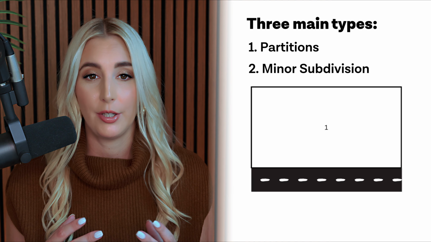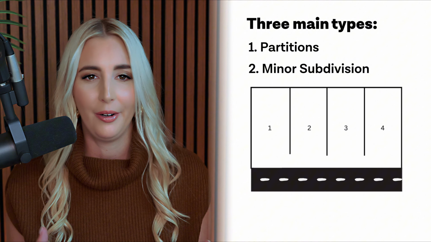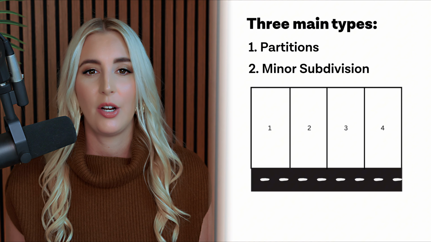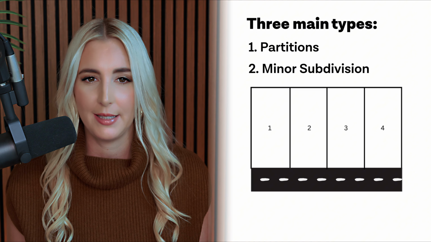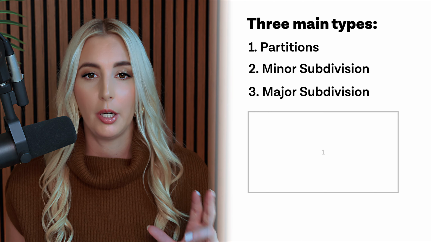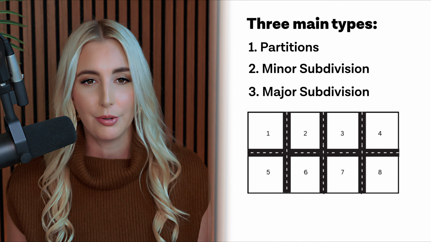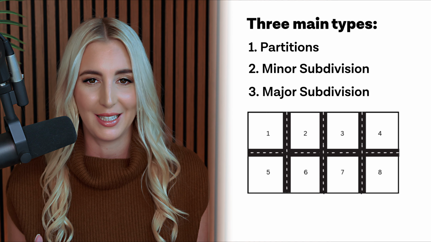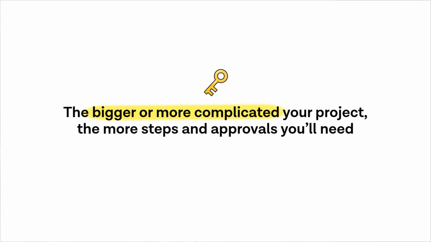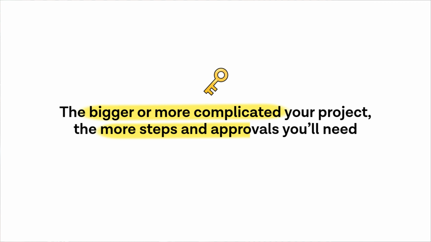The second are minor subdivisions, usually up to 4 or 5 lots on existing streets, and they only require minimal improvements like sidewalks, right? And then there are the third, major subdivisions: anything bigger, or anything that requires new streets, right-of-way dedication, or utility extensions. And here's the key. The bigger or more complicated your project, the more steps and approvals you'll need, right?